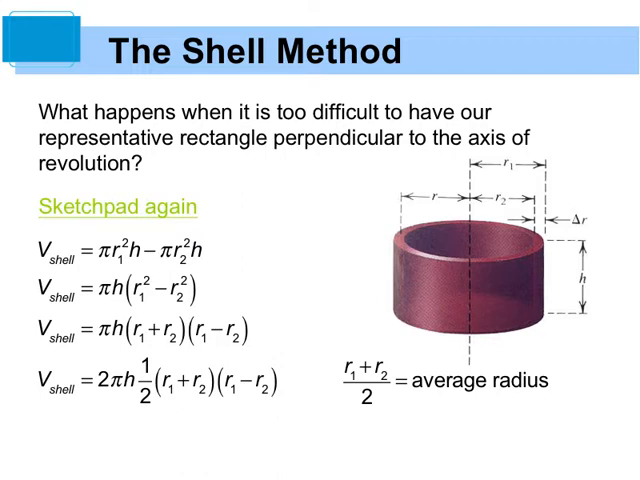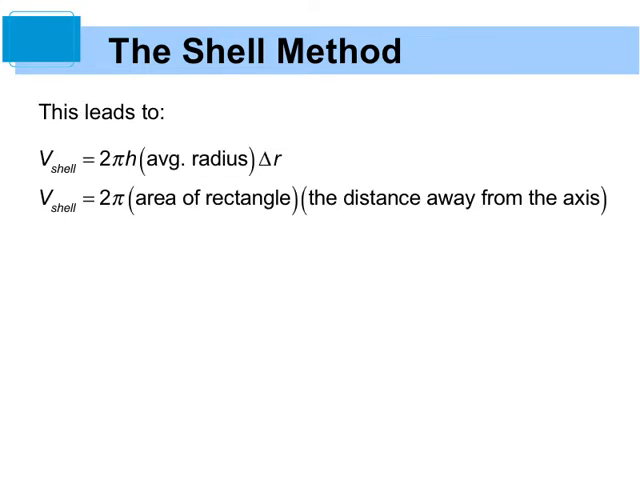After that process, and you're not going to have to do this, I just thought it was important that you see where this comes from, you end up with this guy. There we go. I changed the variables to words because I think the words will help you better when you're setting up these problems. 2 pi h average radius. Average radius is that distance out to the representative rectangle. Since our representative rectangle is going to be really, really skinny, we just want that distance away from the axis.